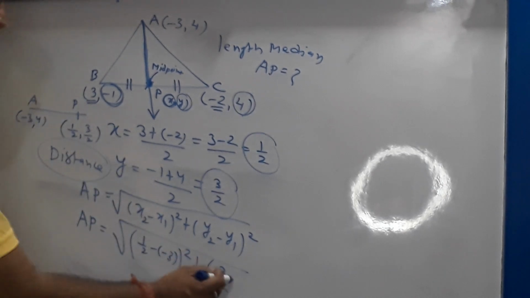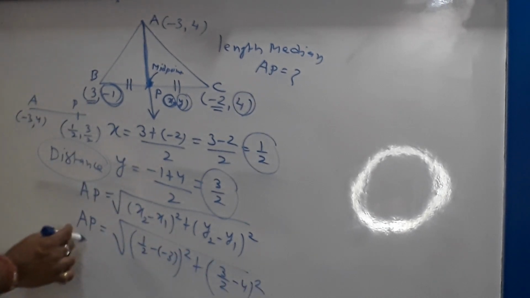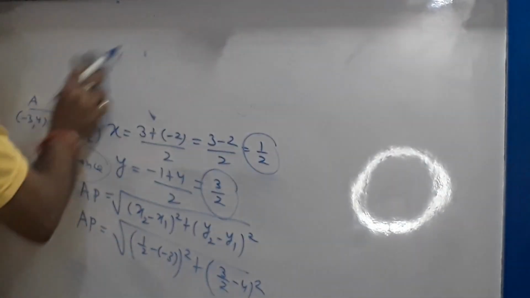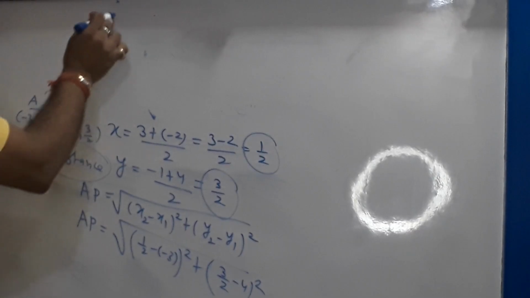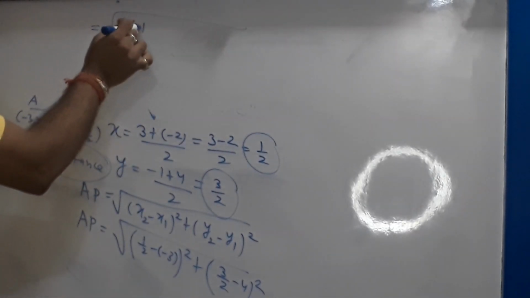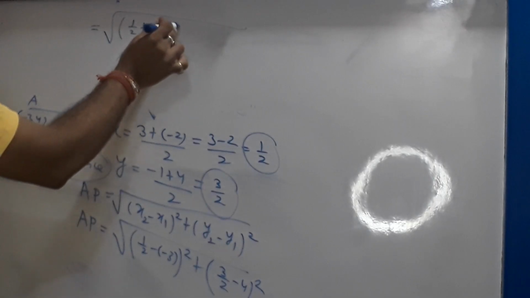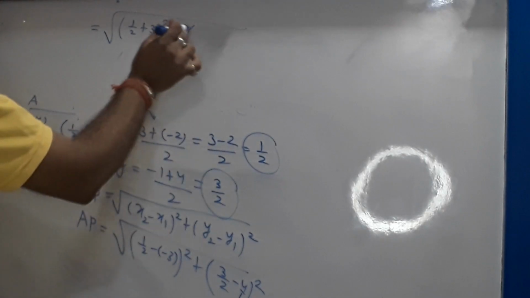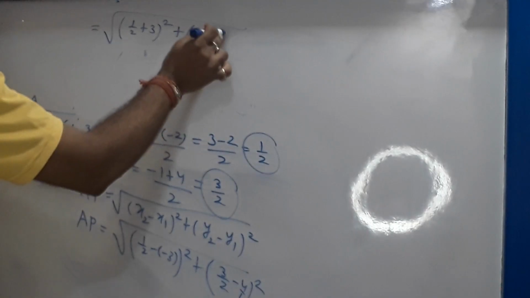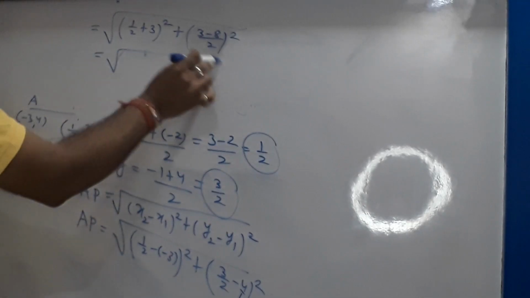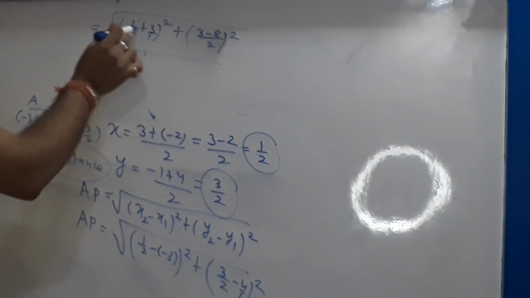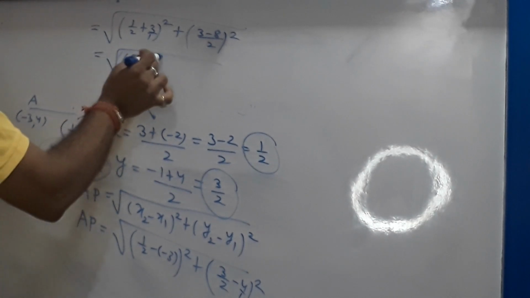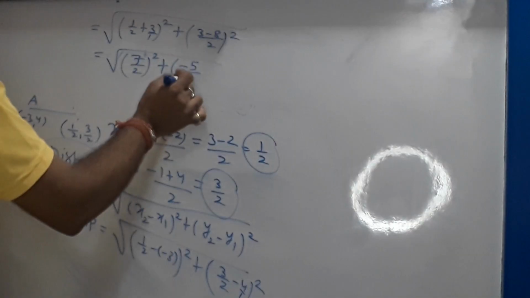2 minus y1, 3 by 2 minus 4 का square. So that will be, simplify this, that will be square root of half minus minus 3, half plus 3 का square plus 3 by 2 minus 4, 4 upon 1, 3 minus 8, 3 minus 8 upon 2 का square. So that it will be half, 3 I will write 3 upon 1, 1 plus 2 3s are 6, 7 by 2, 7 by 2 का square plus minus 5 by 2 का square.